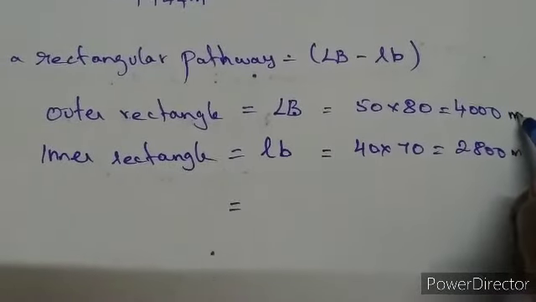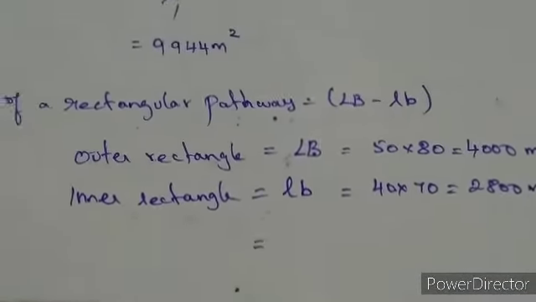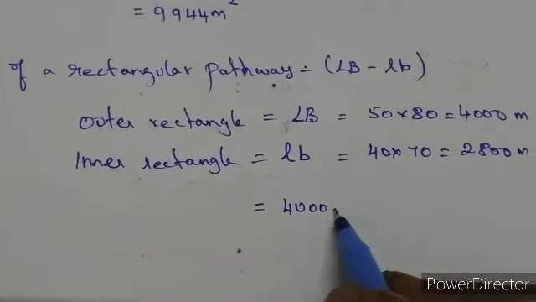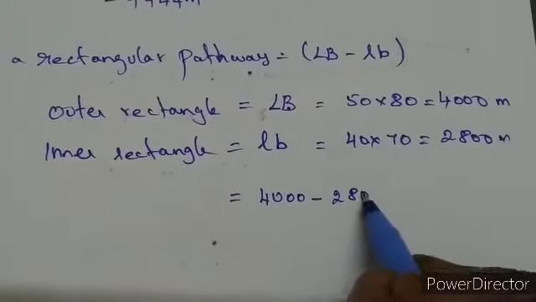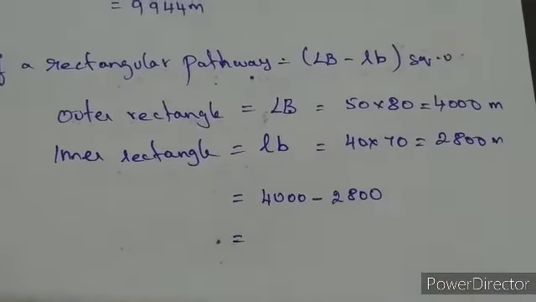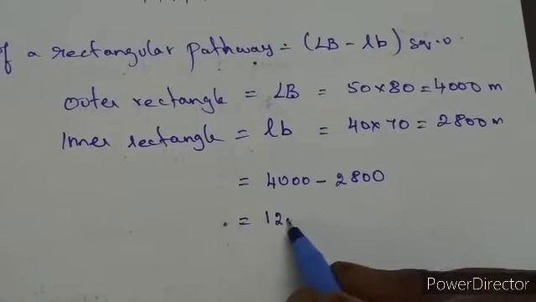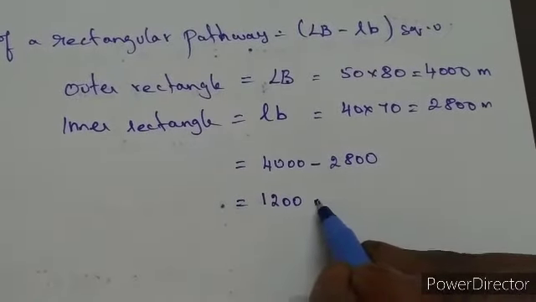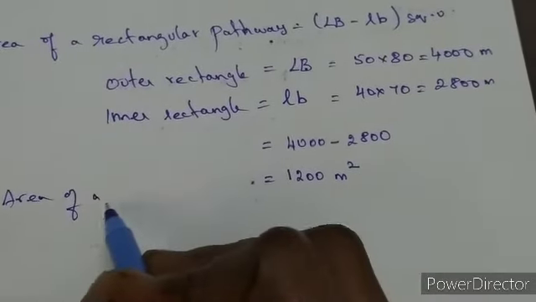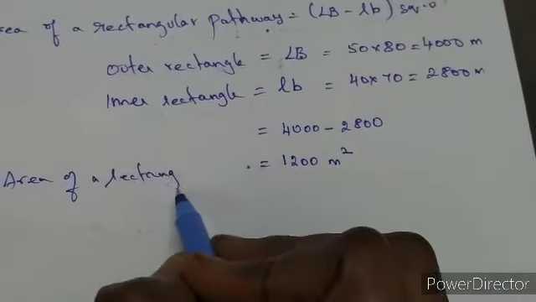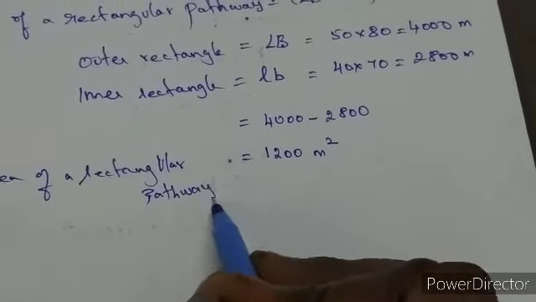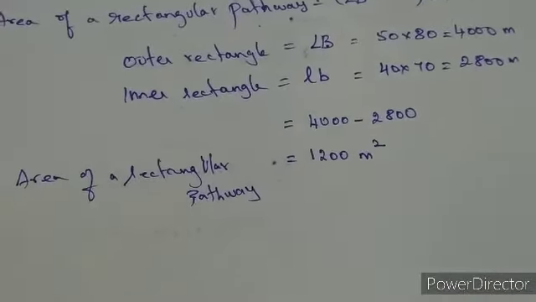Now we can go for the formula. We substitute the outer rectangle and the inner rectangle: 4000 minus 2800, which gives you 1200 meter square. So the area of the rectangular pathway is 1200 meters square.